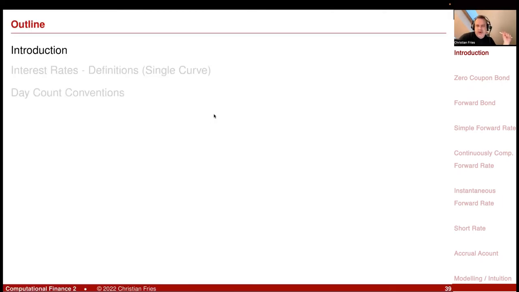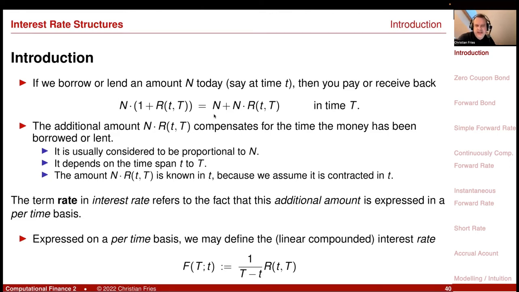Let's start with a small introduction. Nothing is stochastic here on the slide, and I just repeat what you maybe already have intuitively in mind if you think of interest rates. If we borrow or lend an amount, say capital N, today, where today is the time little t, then we expect that we receive back, or pay back, depending on which side we are, a different amount. We receive back the original amount N, but there is an additional payment: 1 times N, and then N times R. So we receive some additional amount back.